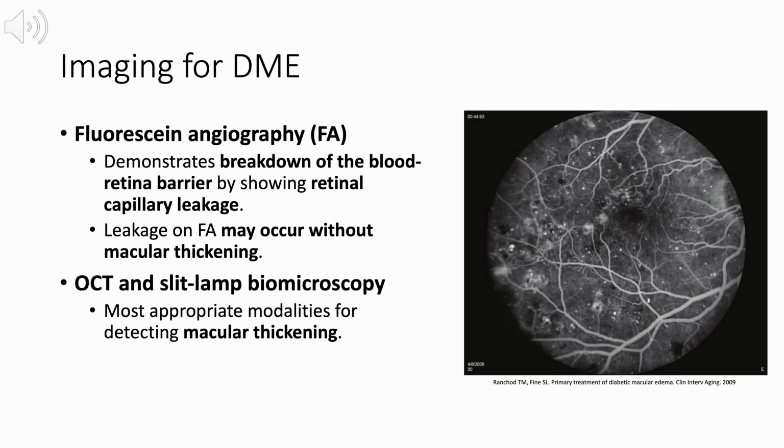The figure on this slide is a fluorescein angiogram of the macula, showing the characteristic appearance of leakage, areas of increasing hyperfluorescence with indistinct blurred margins that expand over the course of the angiogram.